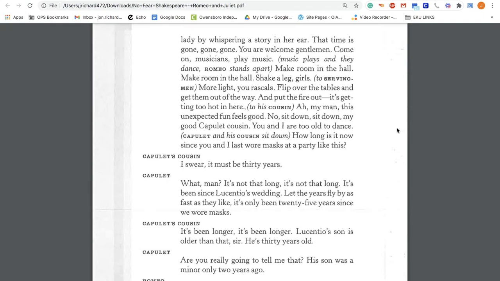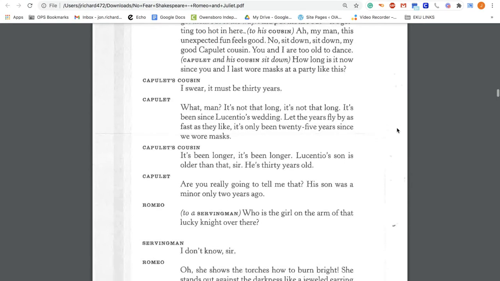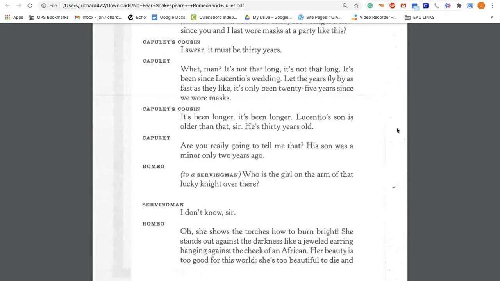No, sit down, my good cousin Capulet. You and I are too old to dance. How long is it now since you and I last wore masks at a party like this? I swear it must have been 30 years. What, man? It's not that long. It's been since Lucentio's wedding. Let the years fly by as fast as they like. It's only been 25 years since they wore masks. It's been longer. Lucentio's son is older than that, sir. He's 30 years old. Are you really going to tell me that? His son was a minor only 2 years ago.